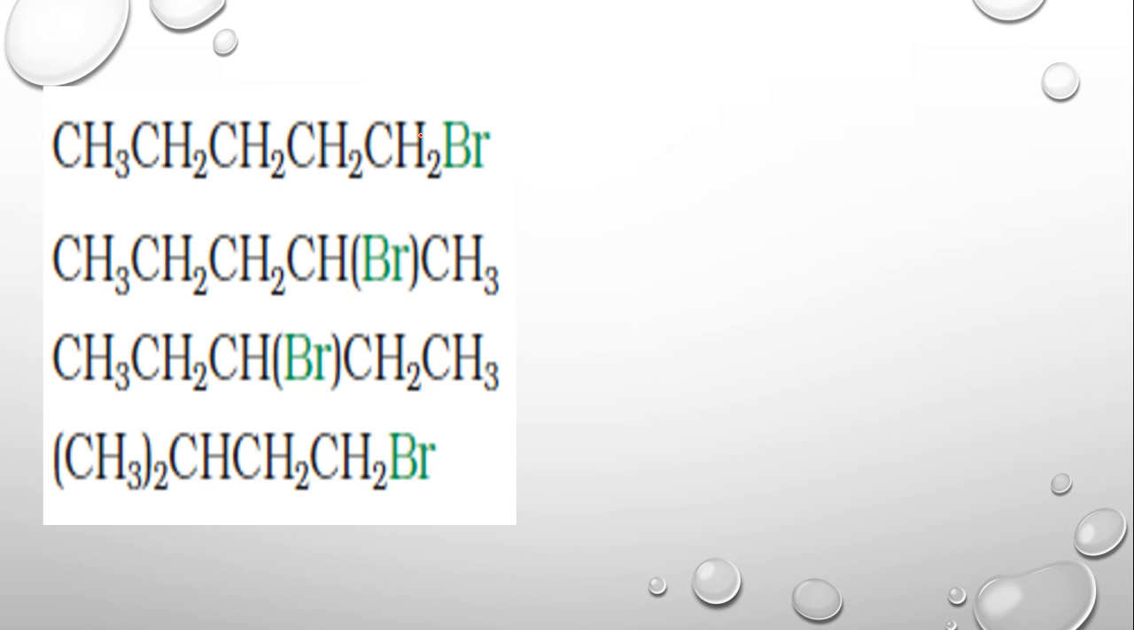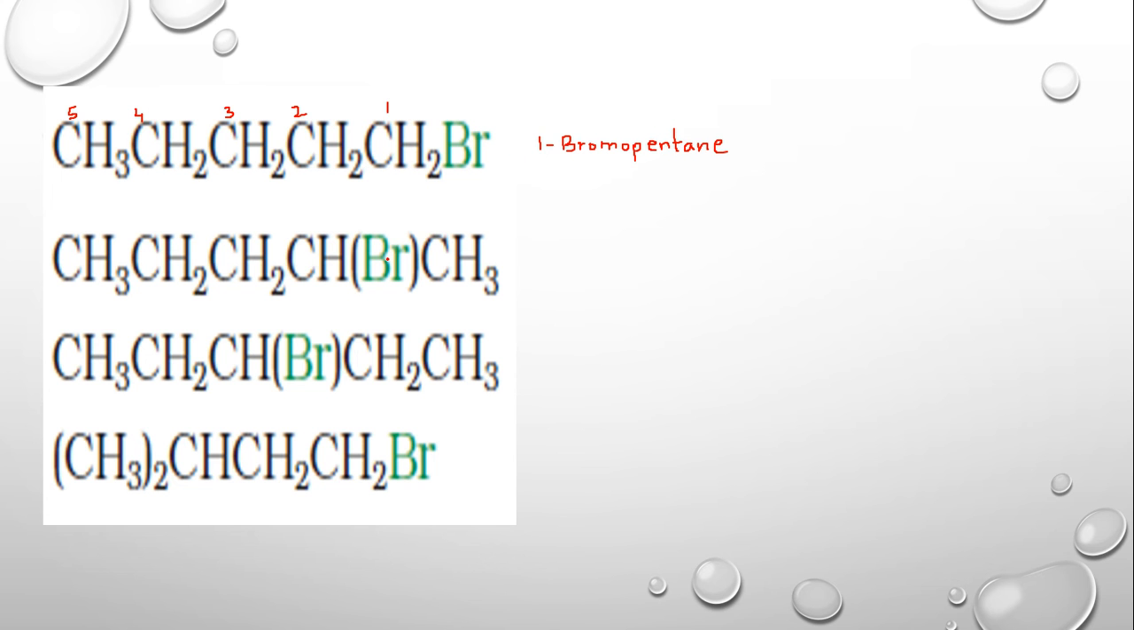Again, this one. So you have bromo, which is attached to carbon chain. So it is going to be 1 bromo, and carbon chain, it contains 5 carbon atoms, so it is pentane. 1 bromopentane.